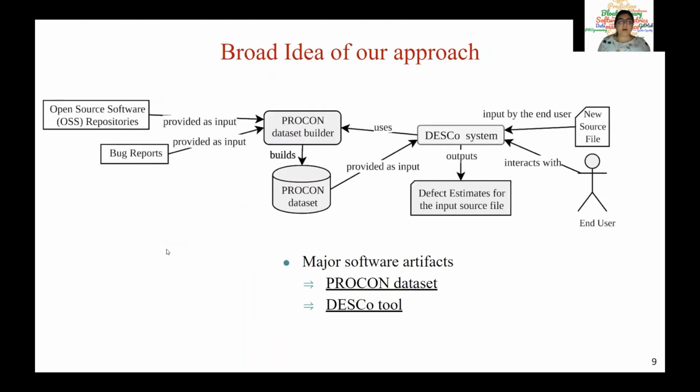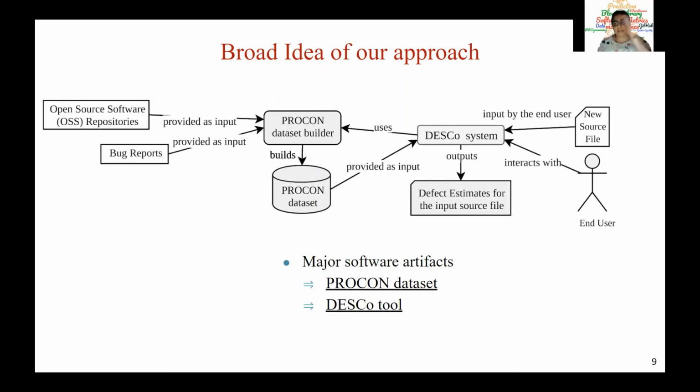Let's take a broad idea of our approach. For our approach, we extract different open source software repositories from GitHub, and the corresponding bug reports from 4 bug tracking engines, which are Apache, GCC, Eclipse, Bugzilla, and Python Bug Tracker. These, when provided as input to the PROCON dataset builder, build the PROCON dataset by fetching the PROCON metrics values and the metadata from different bug reports, building a mapping between them to check which of the files are defective or not.